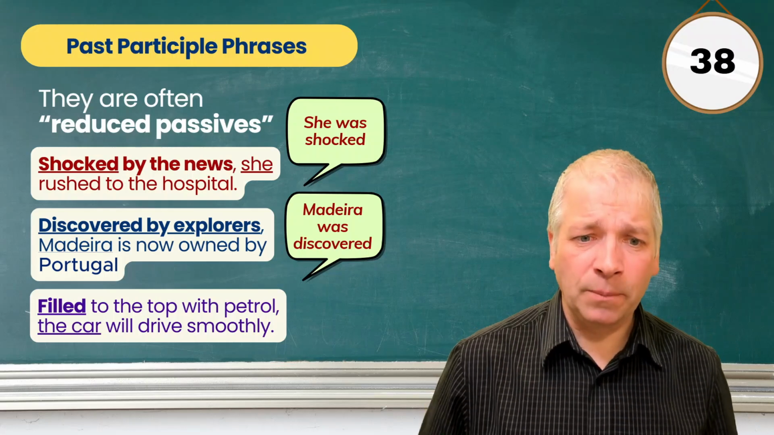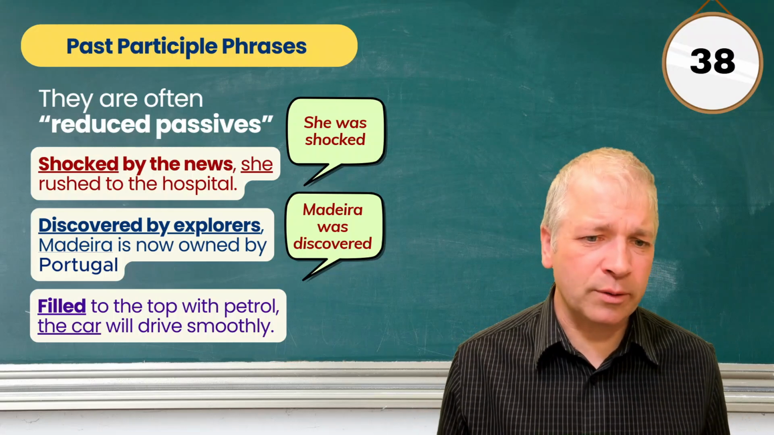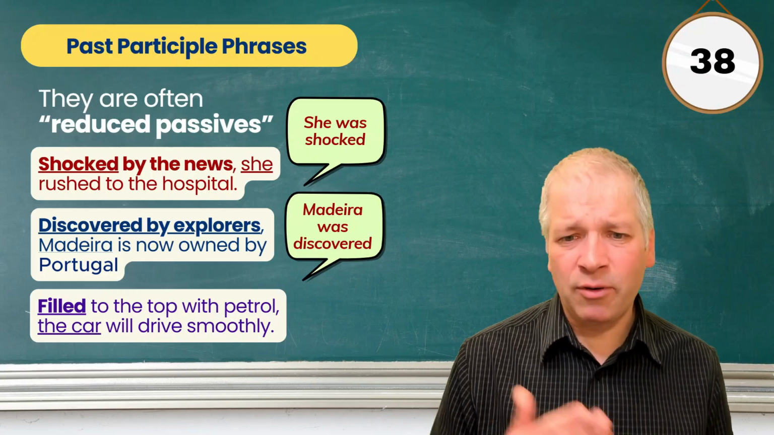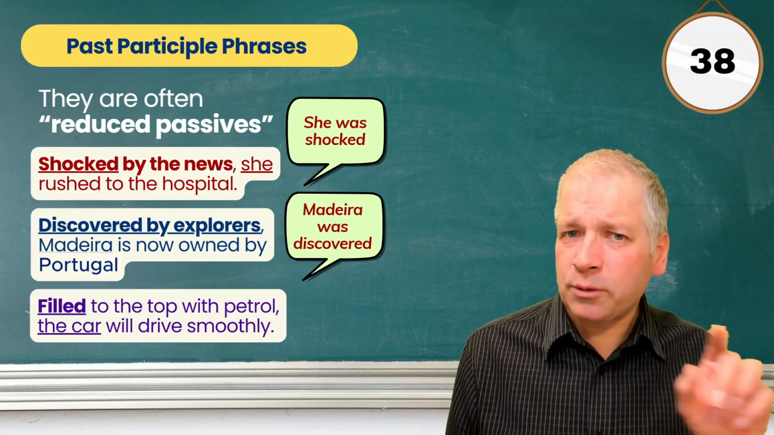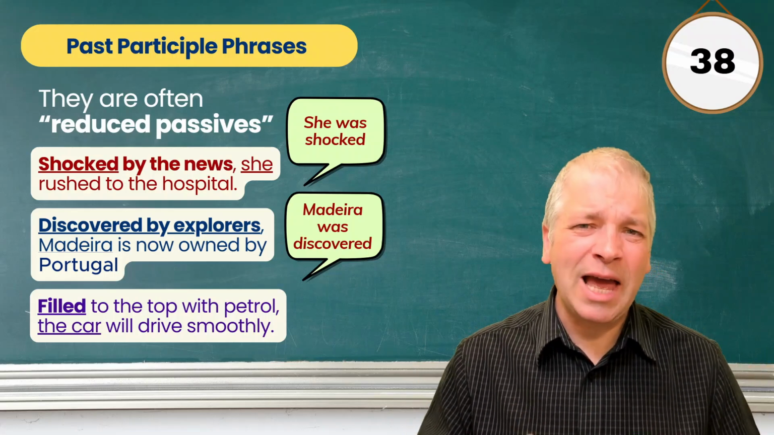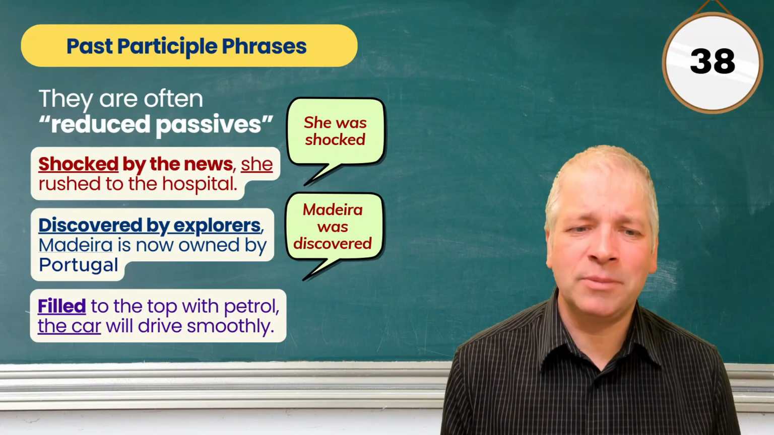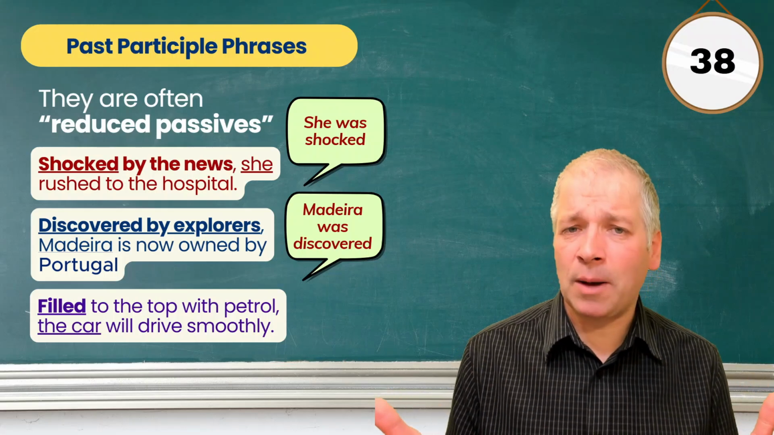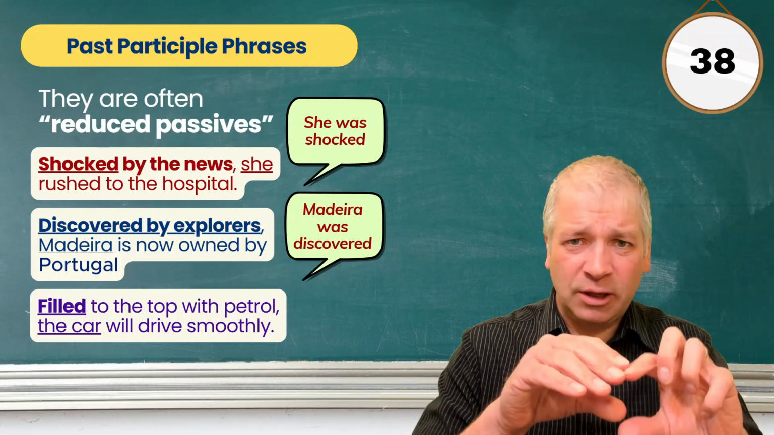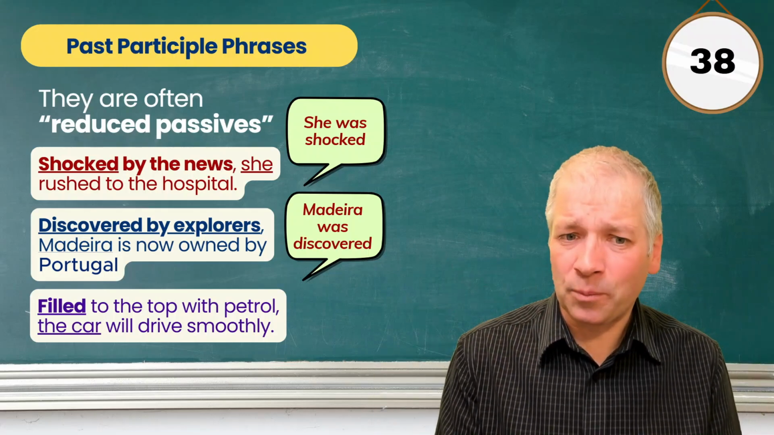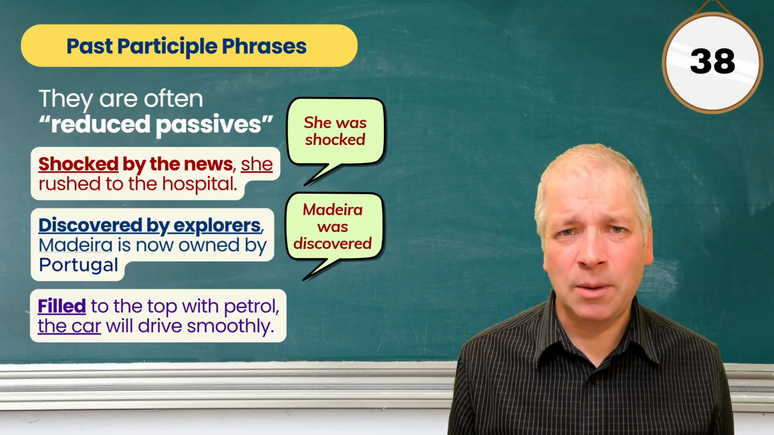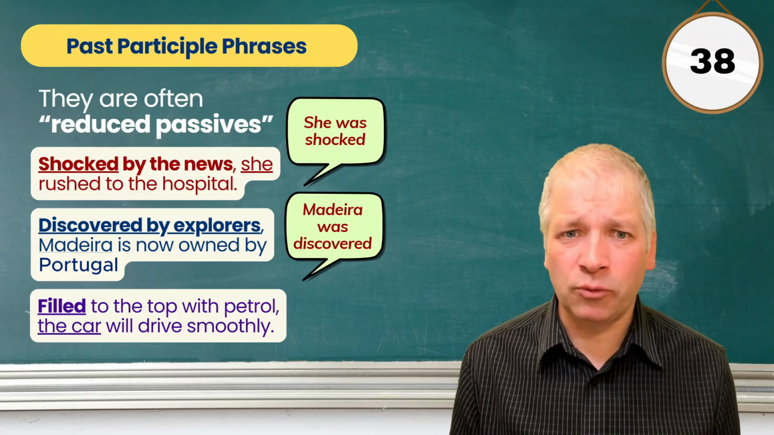Let's look at the next one. Discovered by explorers. This really means Madeira was discovered by explorers. Now, there's no cause and effect relationship here. We're just giving extra information about Madeira. Madeira is now owned by Portugal. That's the situation now, but we're giving extra information about something before. What happened to Madeira in the past? It was discovered by explorers.